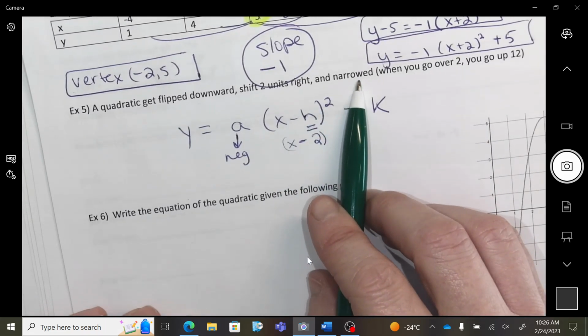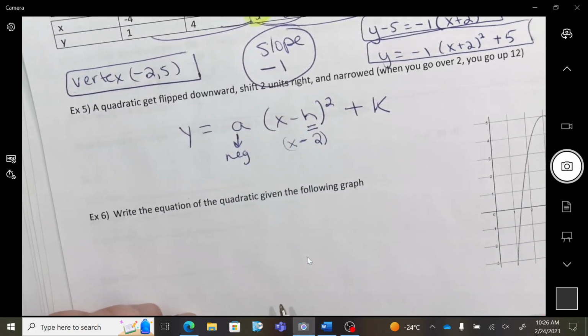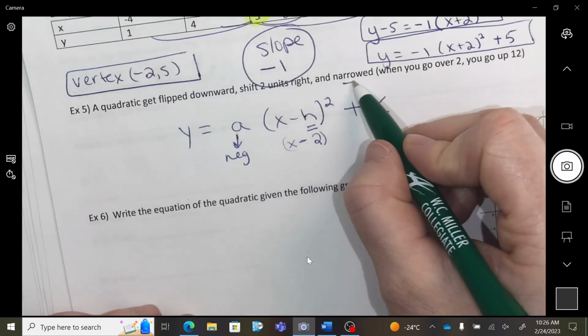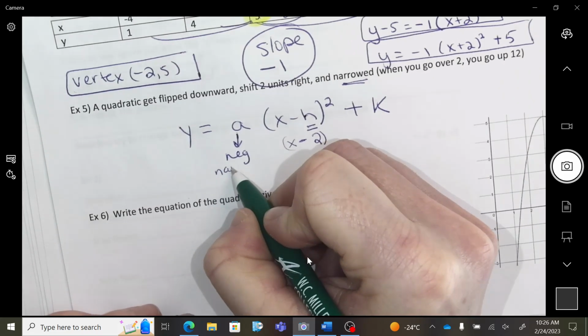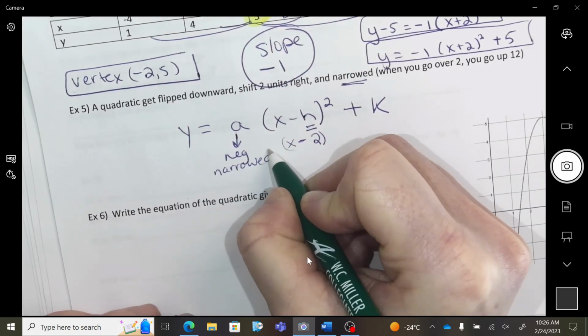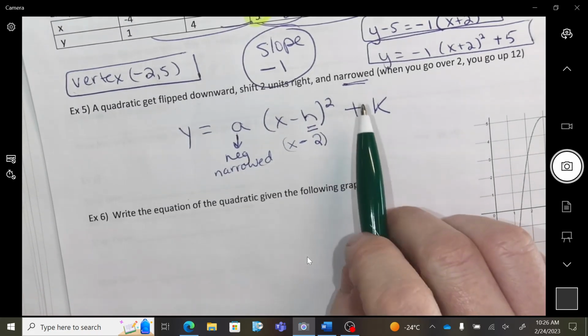And it also got narrowed. So what letter does that affect? The A, the H, or the K? Getting narrowed is the A. The K would shift something up or down, and that's not the same.